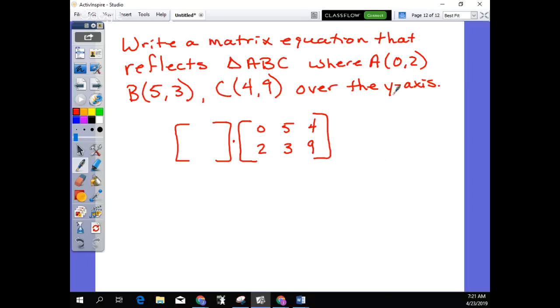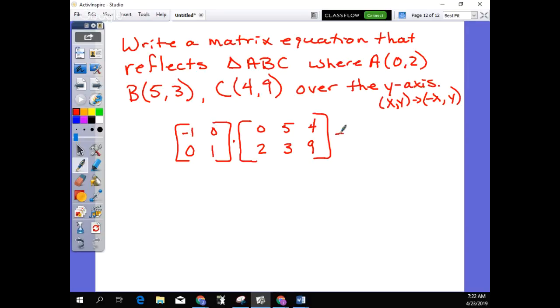And now I want it over the y-axis. So that means that I want (x, y). Think about what that does first. I want (x, y) to become, over the y-axis, the y stays the same and the x flips. Okay, so if I want the y to stay the same, that means I want 0, 1 in my bottom row. And I want my x to go opposite. I want -1, 0. So remember, a 1 in the first position keeps the element in the top row, but now I want a -1.